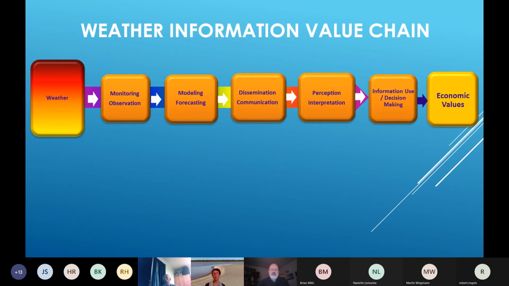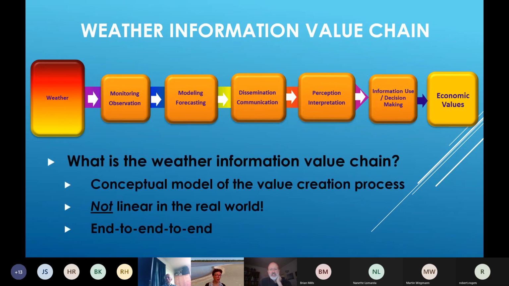This is a graphic I've used quite often. It's not necessarily the best one. Brian Golding's paper has another one. I don't think I bring that up in my talk today, but that gets used quite often in the HIWeather talk. But this is just one way of representing it, and usually we pull this apart and put it back together for different specific uses.